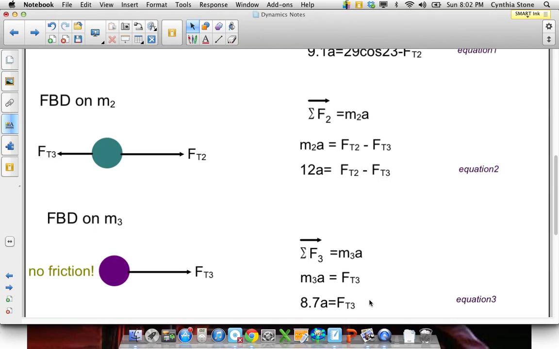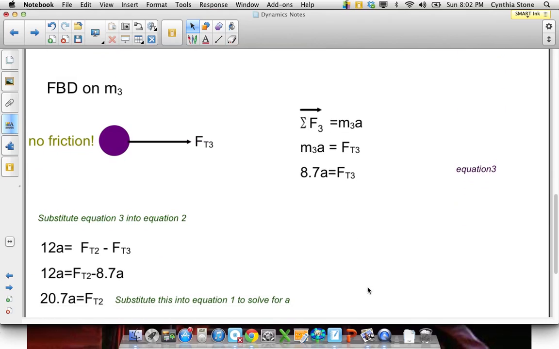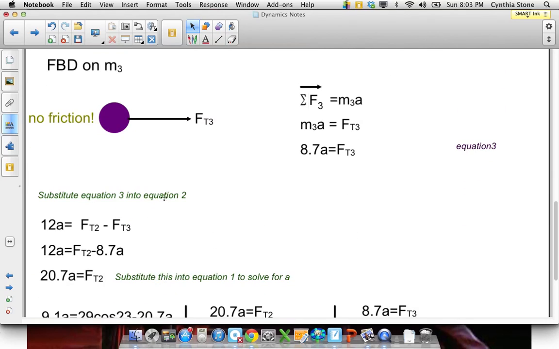So now it's just a matter of algebra. Now you're in grade 10 math. You've got 3 equations, 3 unknowns. We're going to use substitution and solve for acceleration, T2 and T3. Okay? So first step, substitute equation 3 into equation 2. So instead of writing FT3 into equation 2, I'm going to take out the FT3 and put 8.7a in there. Okay? And then I can rearrange it to get the a's all on this side. That's why it's 20.7a. And I now have another equation with just a and FT2.